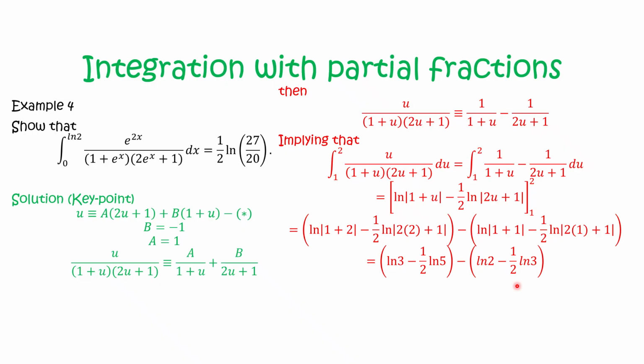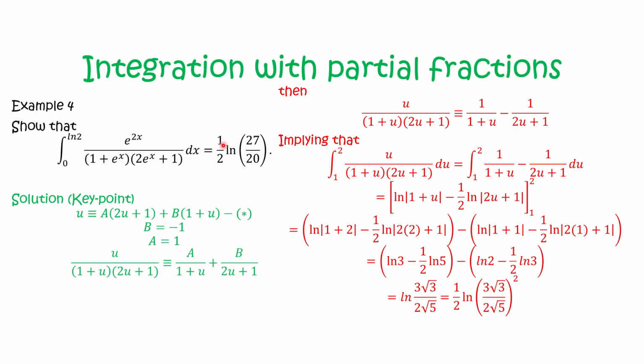And simplifying further, we would have natural log of 3 minus half natural log of 5, all subtracted from natural log of 2 minus 1 over 2 natural log of 3. So now we are going to have this as our answer for now: natural log of 3 root 3 divided by 2 root 5.